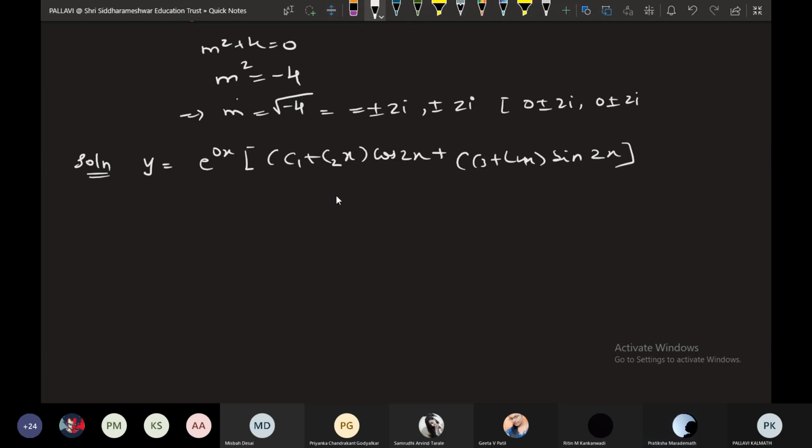So e raised to 0 is what? 1. So you can write it as c1 plus c2 x into cos 2x plus c3 plus c4 x into sin 2x. Okay. Is it clear, all of you?